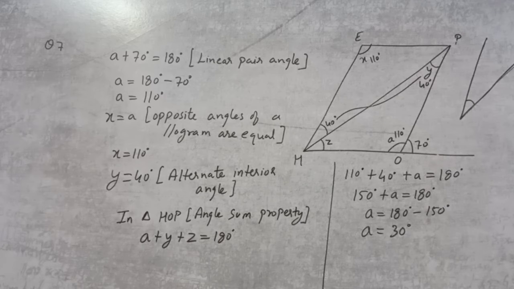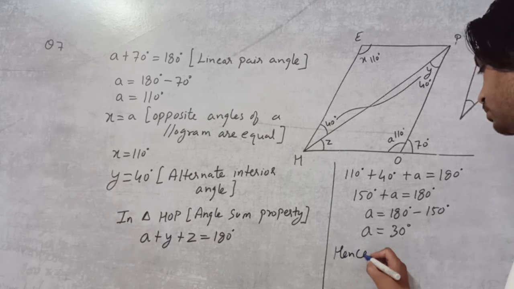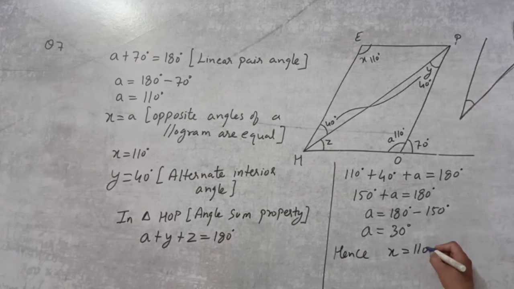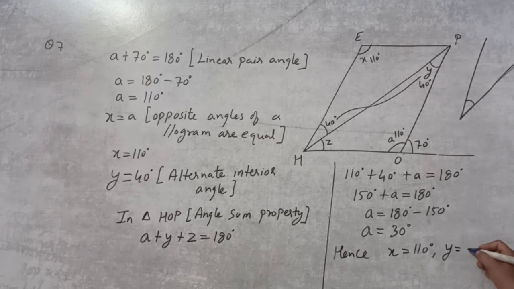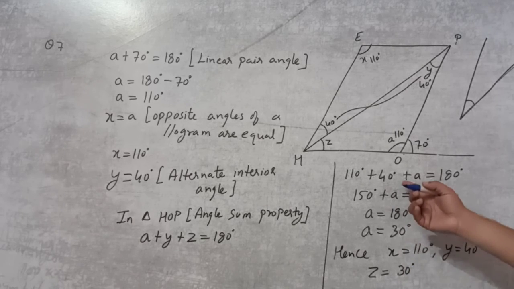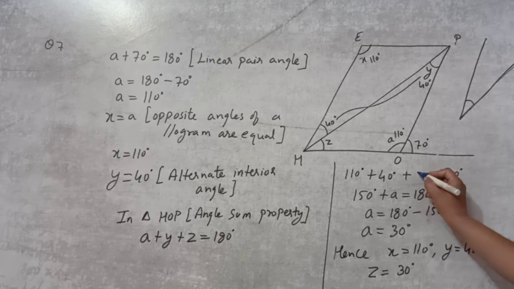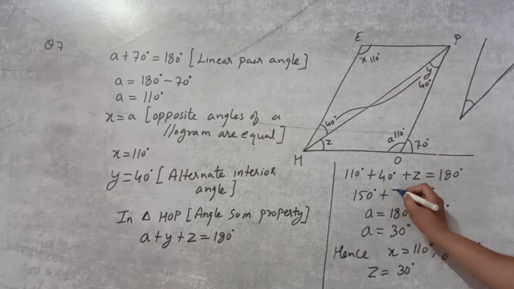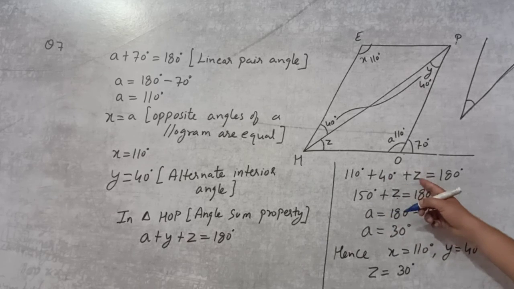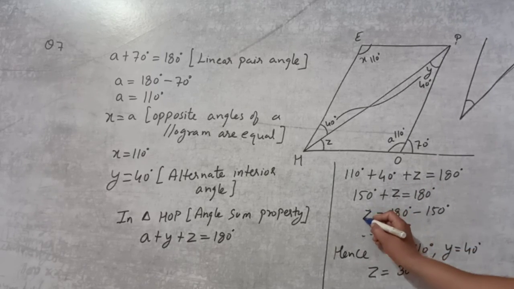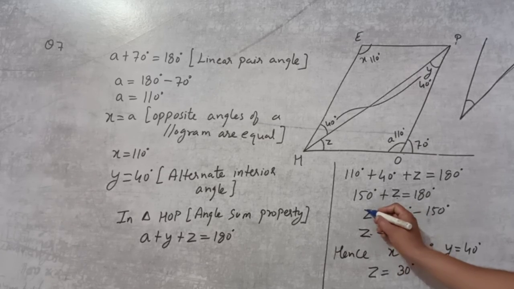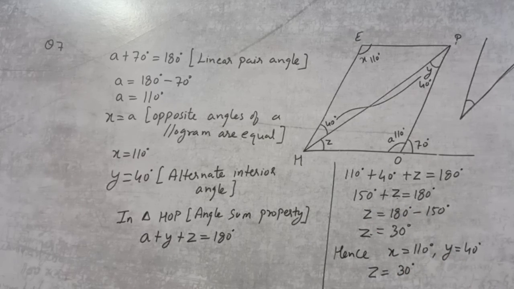So here what are the angles now? X equals 110 degrees. Y equals 40 degrees. And Z equals 30 degrees. Sorry, here we made a mistake. This is Z. Remember, A is given, Y is given. This is the Z. So here Z came 30 degrees. So Z is 30 degrees.